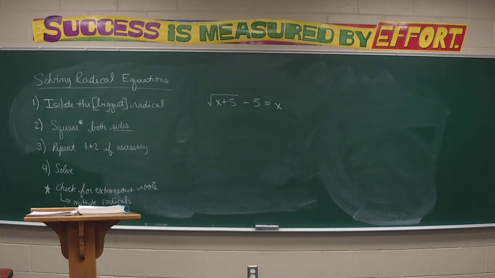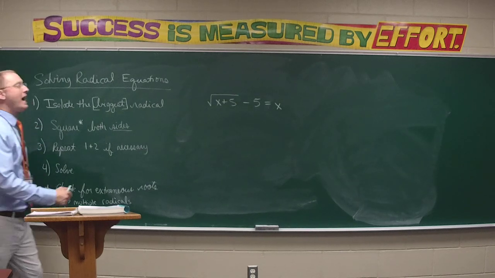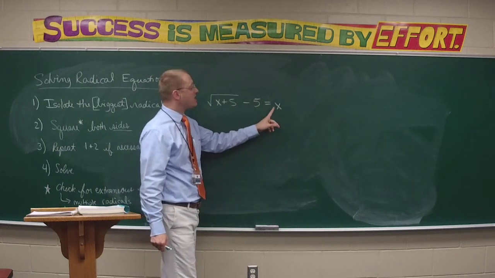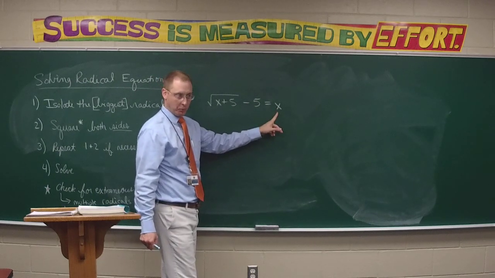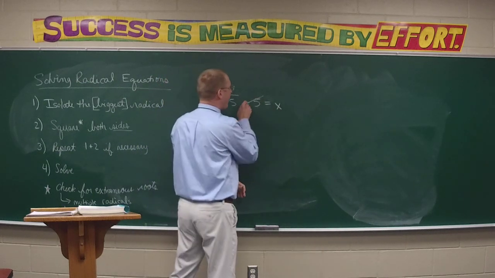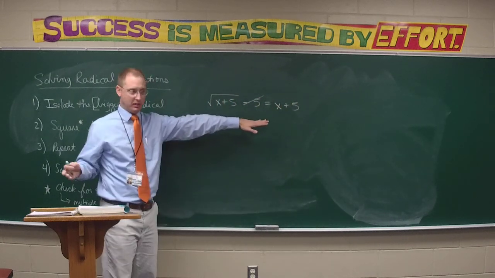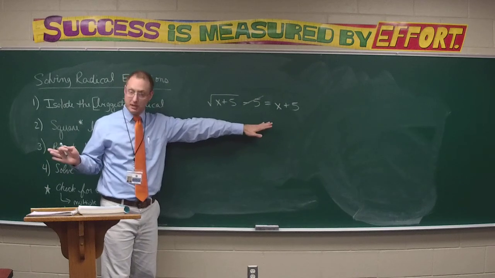My first step, class, is still to isolate the radical. And here to isolate the radical, of course, we need to add the 5. But instead of a number being over here, where you just add the 5 to it, when you add the 5, you're going to have to leave the binomial x plus 5. Make sense? But the steps have not changed.